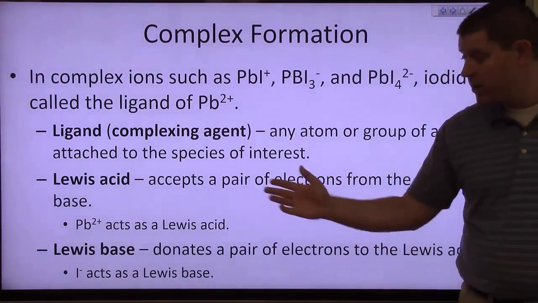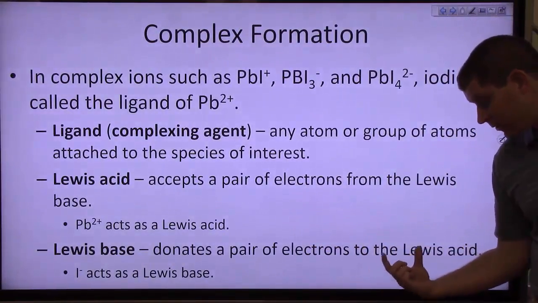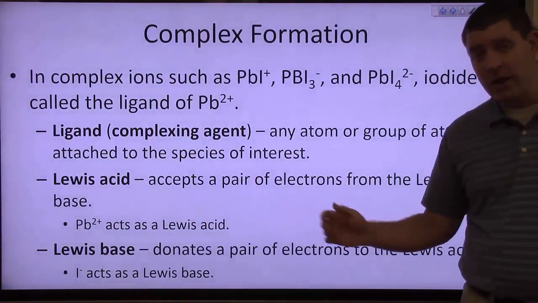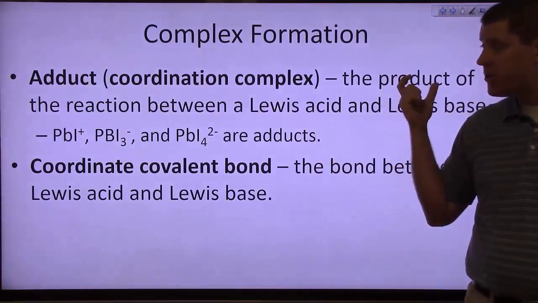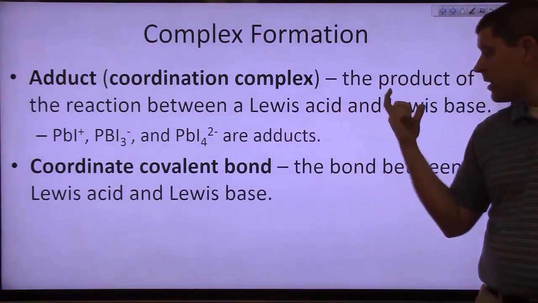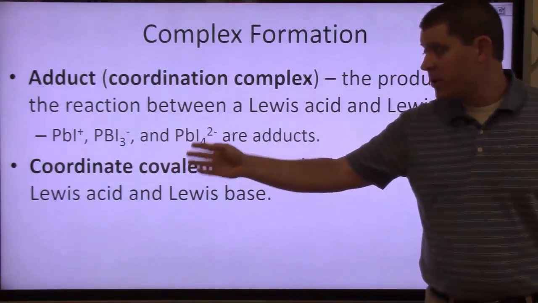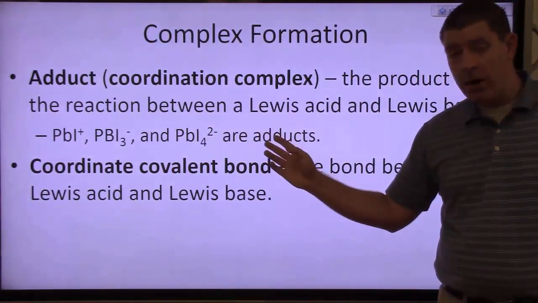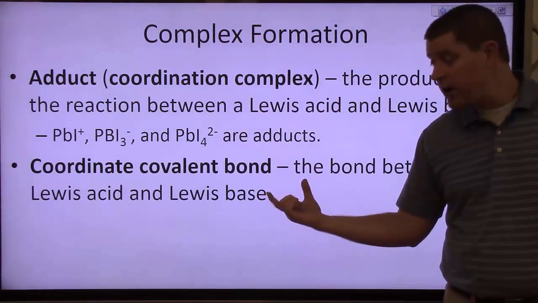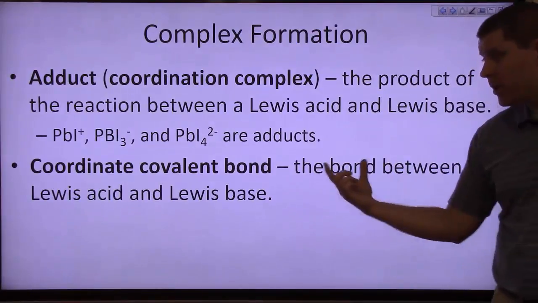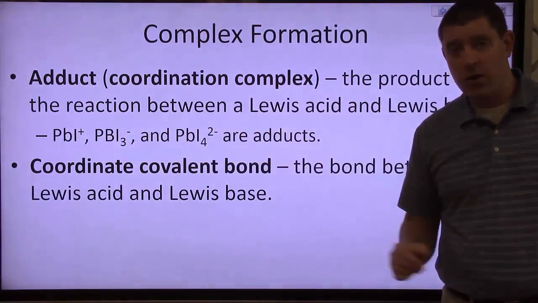So in this case, the lead is acting as our Lewis acid. And the Lewis base donates a pair of electrons to the Lewis acid, so our iodide is acting as our Lewis base. Now, an adduct, or a coordination complex, is the product of the reaction between a Lewis acid and a Lewis base. So in this example then, the PbI+, the PbI3-, and the PbI4 2- are our adducts, or our coordination complexes. So a coordination covalent bond is the bond between a Lewis acid and a Lewis base. That bond between the lead and the various iodides.